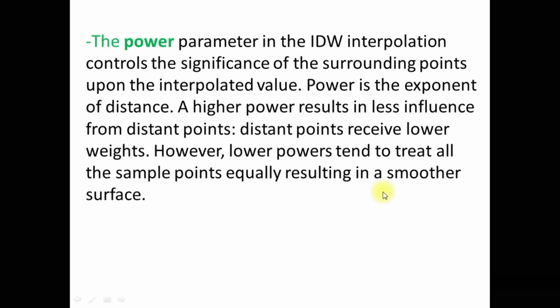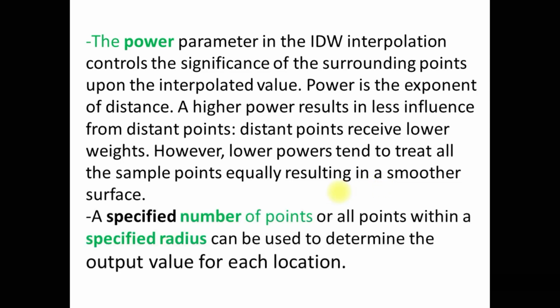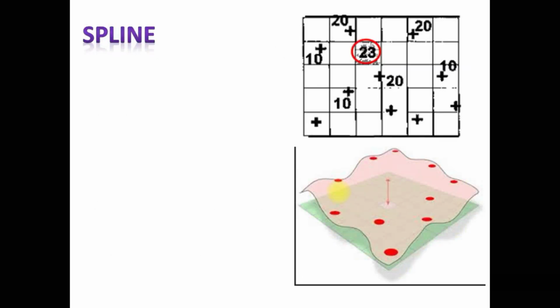So the power parameter in the IDW interpolation controls the significance of the surrounding points upon the interpolated value. Power is the exponent of distance. A higher power results in less influence from distant points. Distant points receive lower weights. However, lower powers tend to treat all the sample points equally, resulting in a smoother surface. A specified number of points or all points within a specified radius can be used to determine the output value for each location.